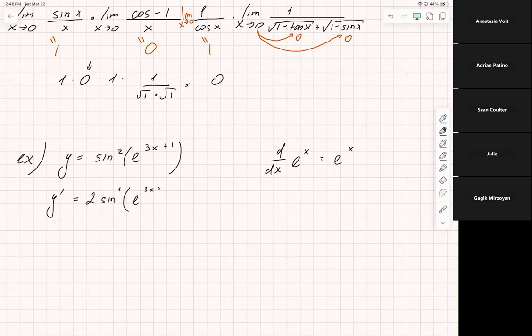E to the 3x plus 1. So for now, we don't take the derivative of sine, right? Because we're taking only the derivative of the shell. But once we did that, we multiply by the derivative of sine, and we keep the argument untouched. So the derivative of sine is cosine of e to the 3x plus 1. Once we took the derivative of sine, we multiply by the derivative of the argument, which is e to the power 3x plus 1.